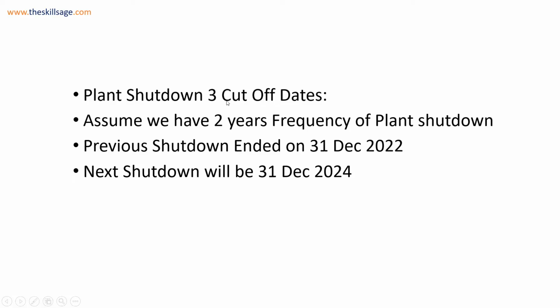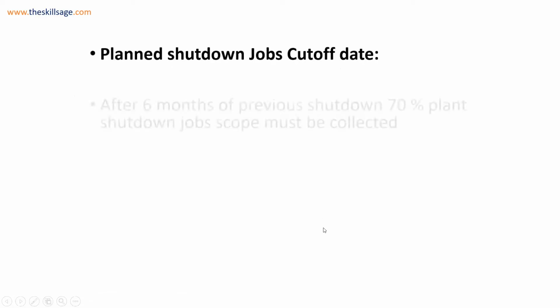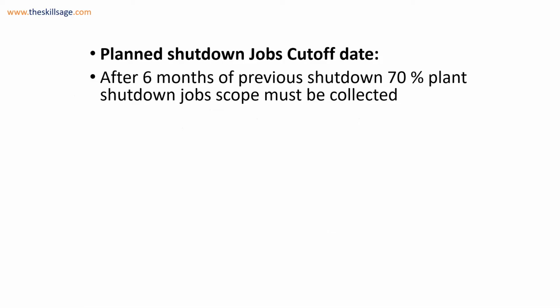These are very important to understand if you want to become a planning shutdown engineer. In between these, we have to define the 3 cut-off dates. Plant shutdown job cut-off dates. After 6 months of previous shutdown, आपका 31 दिसंबर 2022 को जो एक shutdown था, I am actually referring to it as previous shutdown. Okay? After 6 months, जब ये shutdown खत्म हो जाएगा 31 दिसंबर 2022, after 6 months is June 2023. 70% plant shutdown jobs must be collected.